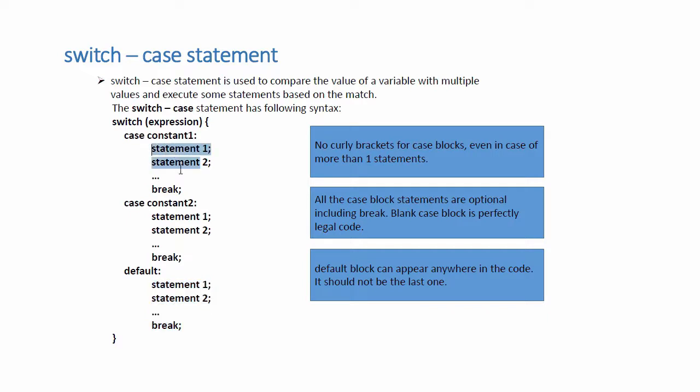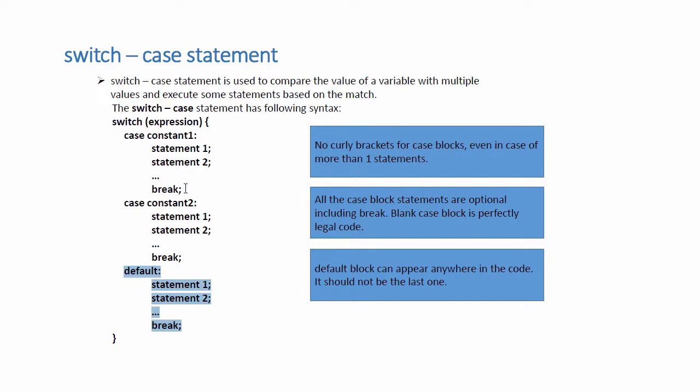Note, no curly brackets for case blocks, even in the case of more than one statement. This is different from the if-else statement. All the case block statements are optional, including break, which means a blank case block is perfectly legal code. We will see an example of a blank case block at the end of this lecture. And finally, the default block can appear anywhere in the code. It should not necessarily be the last one. It could be the first block inside switch, or it can appear anywhere in the middle.